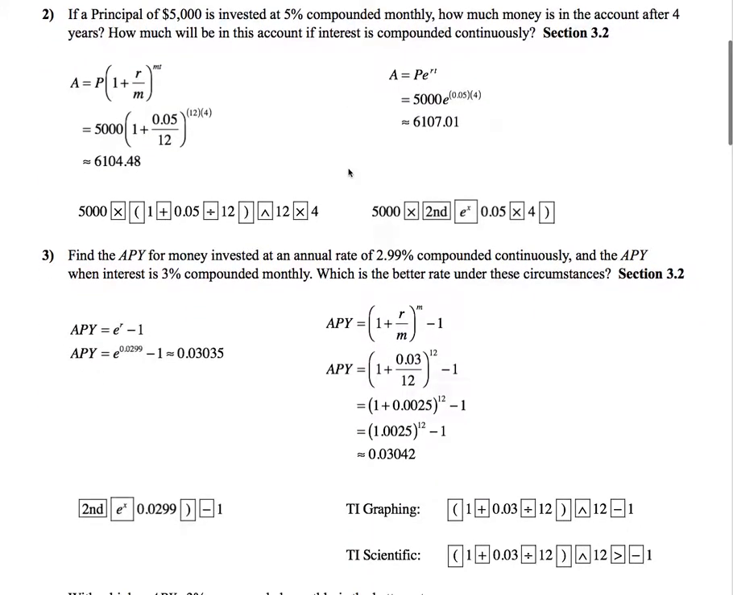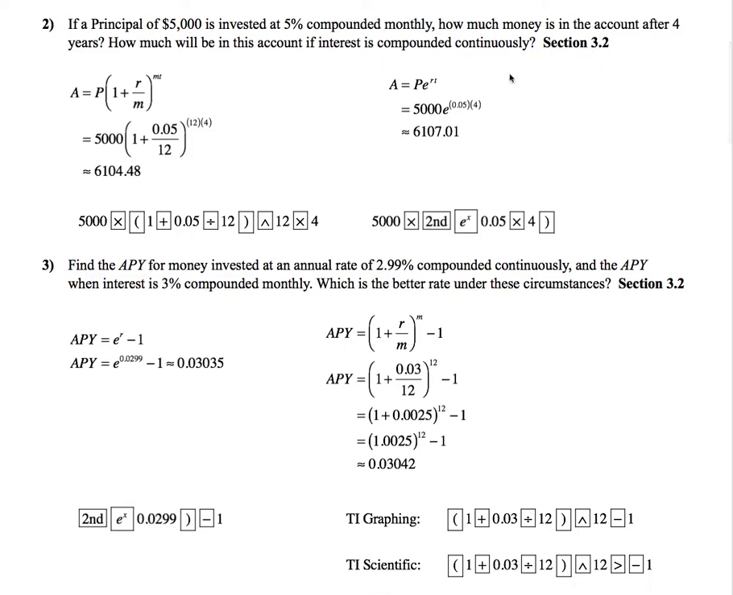Well, then the second question comes from section 3.2 because it deals with compound interest. And in this one, 5,000 is the principal, and that's identified in the question. And the rate is 5%, and it's compounded monthly. And we're asked how much is in the account after 4 years. And then we're also asked how much would be in this account if interest was compounded continuously instead of monthly.